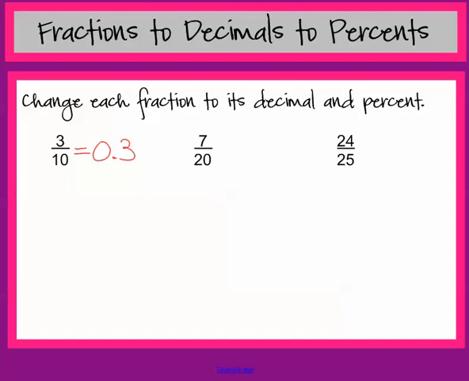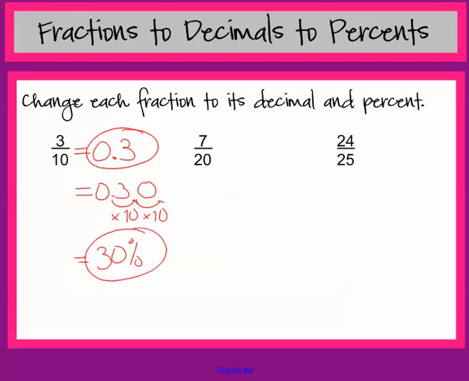So now we need to go to a percent. And remember, to go to a percent, we're going to multiply by 100. That means we're going to do 2 decimal shifts to the right. So I'm going to take the 0.3 and I'm going to multiply by 10. Oh, I'm at the hundredths place. I need to annex a 0. I'll multiply by 10 again. So that gives me 30%. So my decimal representation is 0.3, my percentage is 30%.